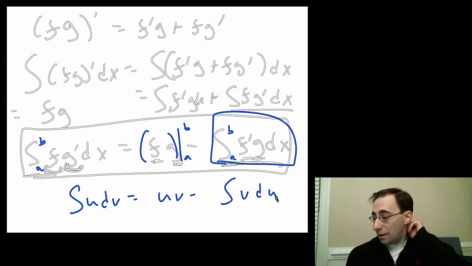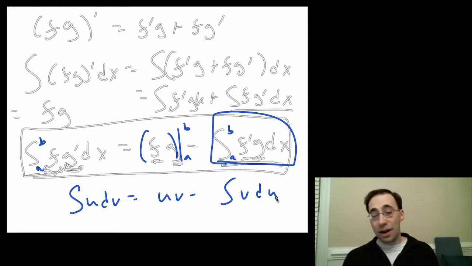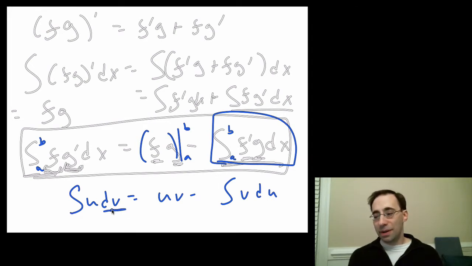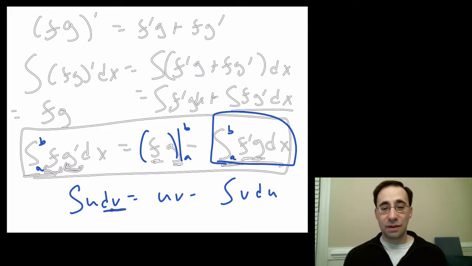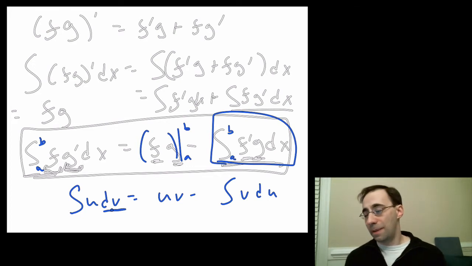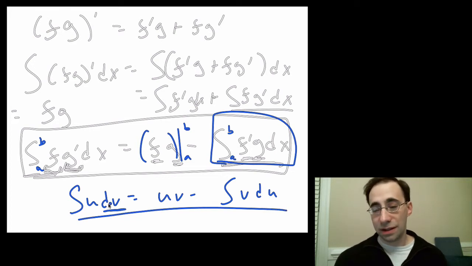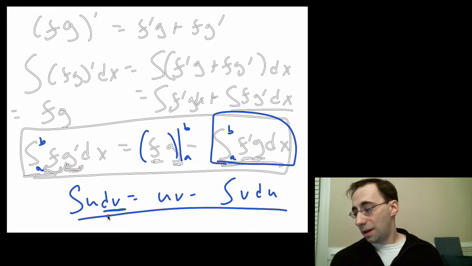This has the benefit of having fewer primes, and treating this as a differential by itself. But again, this one they've boxed out here is more familiar to us given what we've done so far. So we're going to stick with that one. But if you see this, it's the same thing. You just make g prime dx dv. And you make f prime dx du.